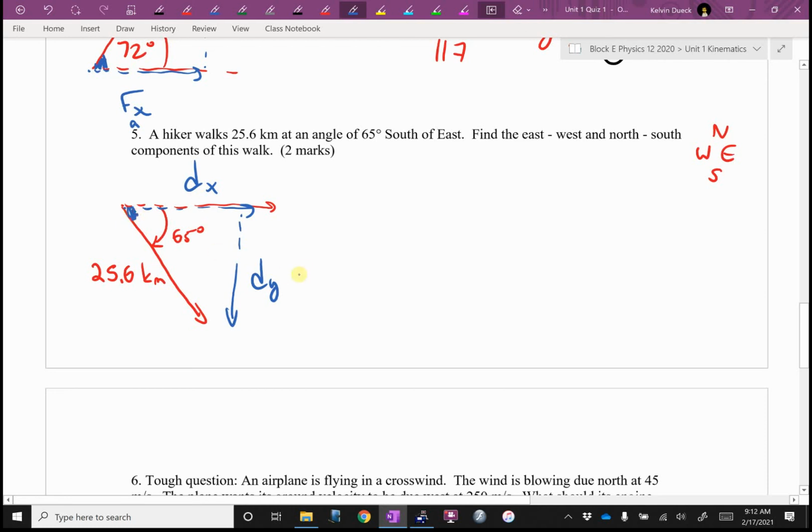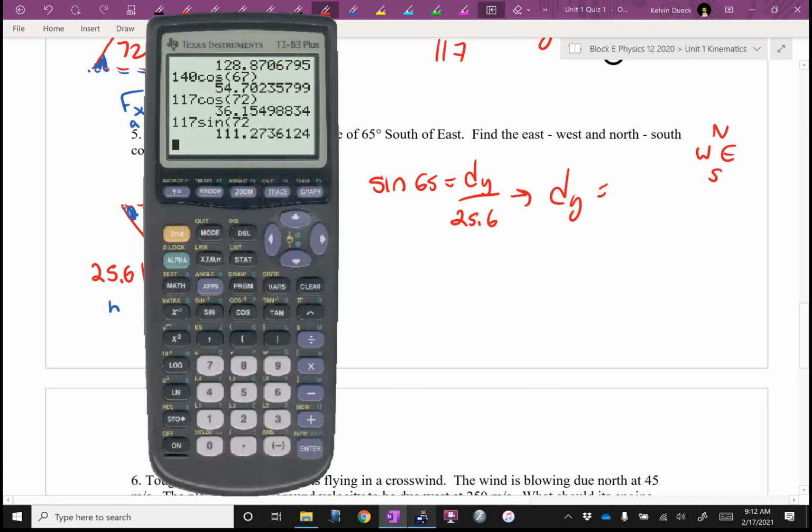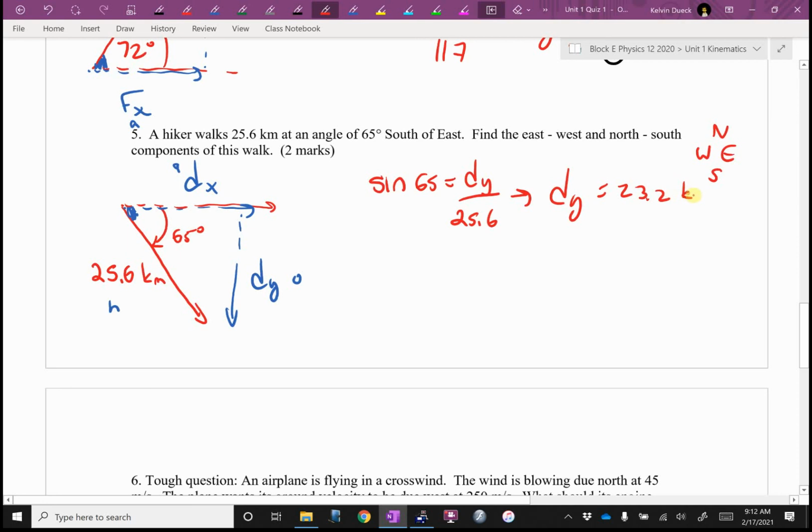Color, color, color, color. Opposite, adjacent, hypotenuse. So if I find dy first, I think sine 65 equals dy over 25.6. dy ends up being 25.6 sine 65. Did y'all get 23.2 kilometers? I would take a half mark off if you didn't put units on your answers at the end, so police yourself, right? Hey, if dy is sine, anybody want to guess what dx is?